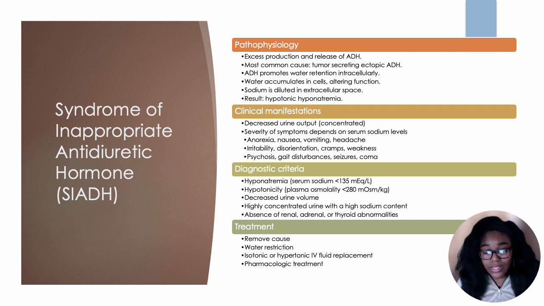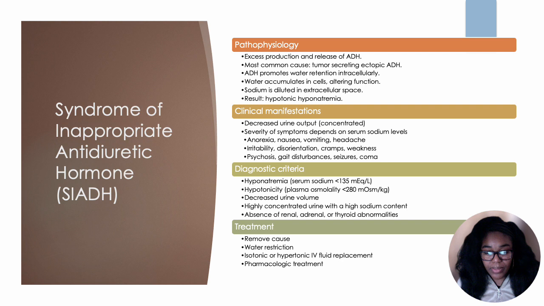As far as your diagnostic criteria, you do have to have your serum panels and your metabolic panels pulled to look at your sodium levels. So you'll be diagnosed with hyponatremia, and that's a serum sodium level way less than 135 milliequivalents per liter. You'll be diagnosed with hypotonicity, and that's your plasma osmolality, which is less than 280. You'll have decreased urine volume. You have highly concentrated urine with a high sodium content, or the absence of renal, adrenal, or thyroid abnormalities.